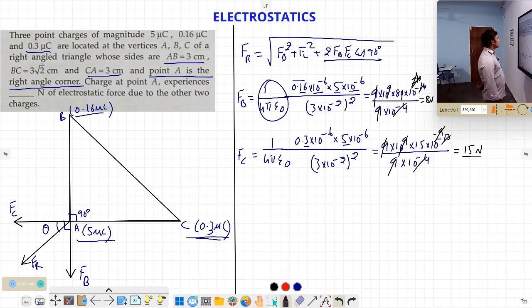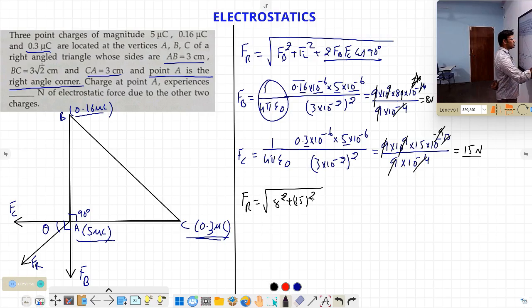So one is 8, one is 15. So what is the resultant force? That is resultant force equal to under root of 8 square plus 15 square. So how much are you going to get? Under root of 64 plus 225. So if you solve this one, how much are you going to get? This is under root of 289 you are going to get.